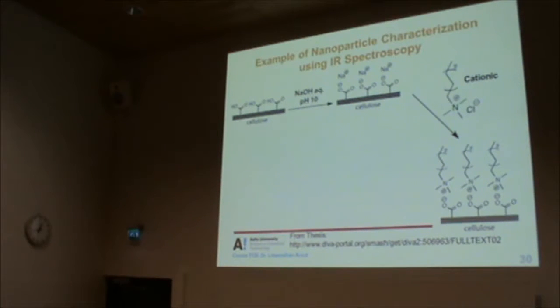So now if you want to follow whether this reaction has happened or not, there are a lot of differences between your starting material and this. That's exactly what you need to figure out when you want to use infrared spectroscopy. So now how do we follow this reaction? Look at all the bonds. Now, in the previous slide I showed you the structure of cellulose, right? And keep that in mind.